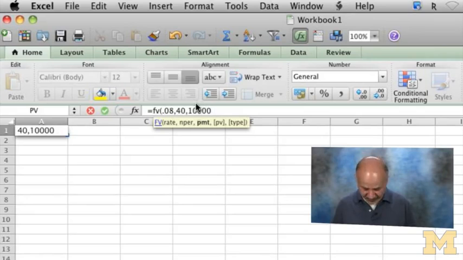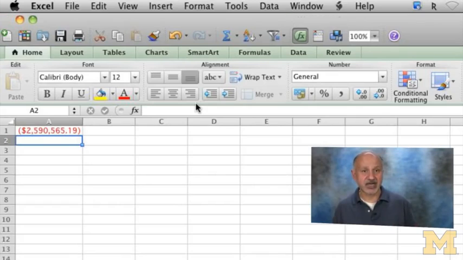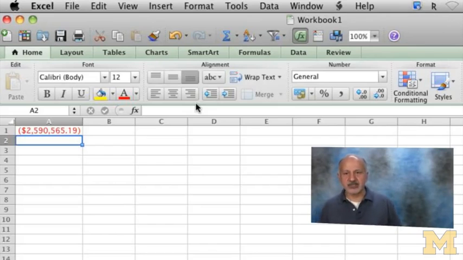And what is PV? Don't worry about it, it's not in there. And just hit okay. So what do you get? And if you get a lot of money, basically you get $2.59 million, right? It's 2590565. So what does this tell you? This tells you that if you invest $10,000 in a bank 40 times, the future value of that will end up being $2.59 million.